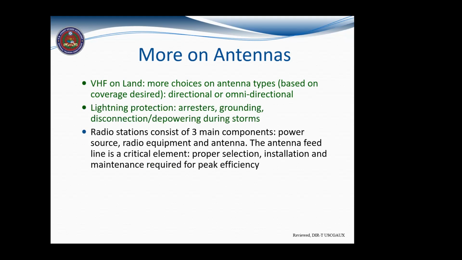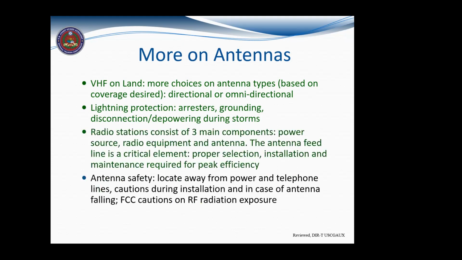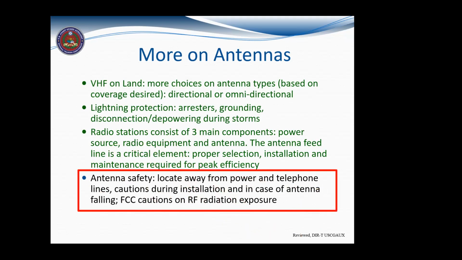A radio station is going to be described somewhere in your reading as having 3 main components: power source, radio equipment, and antenna. The antenna feed line is a critical part. And wherever you are establishing an antenna, be careful of your environment. Do not erect an antenna in the vicinity of power lines or telephone lines. Be cautious of the installation and the people installing it so that you don't have hazardous incidents.